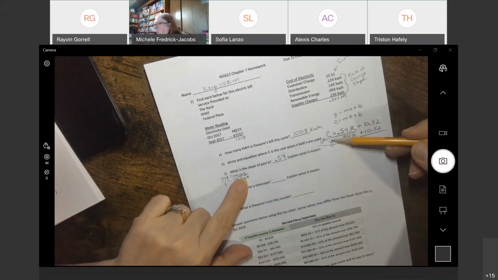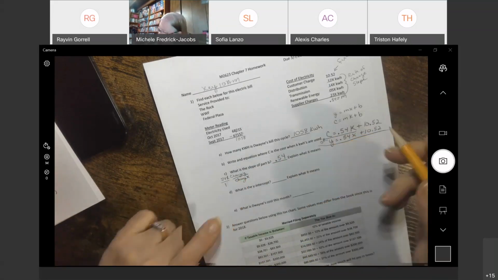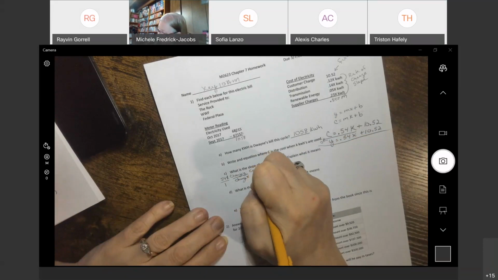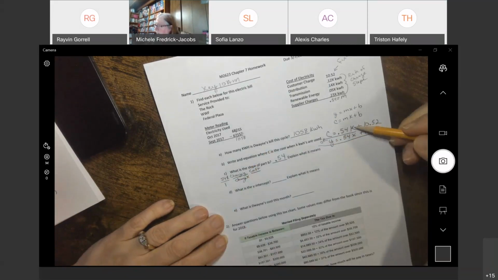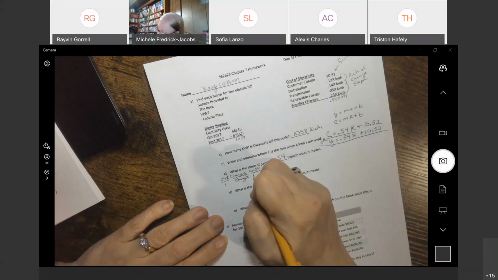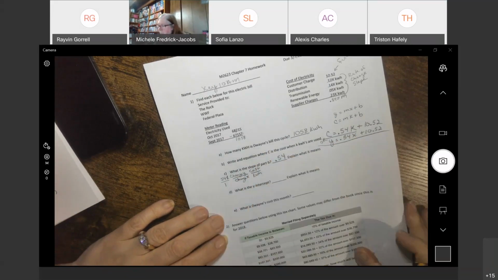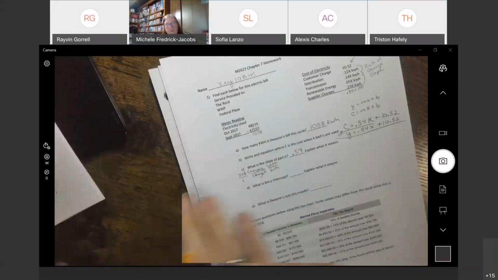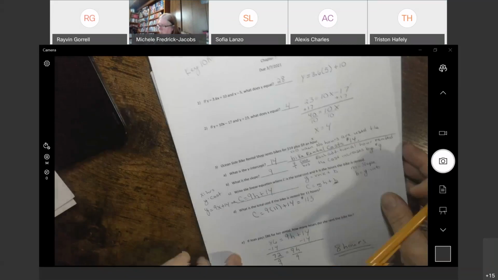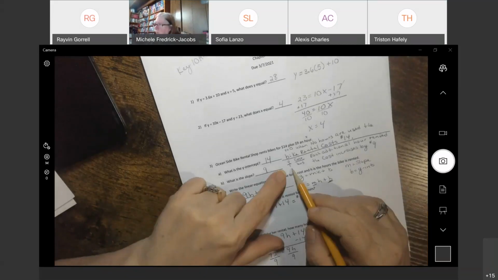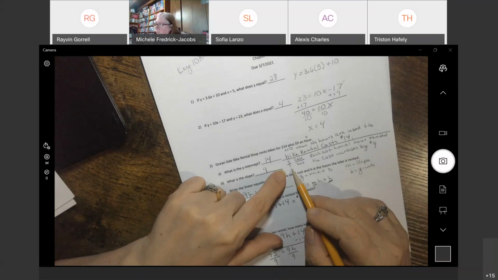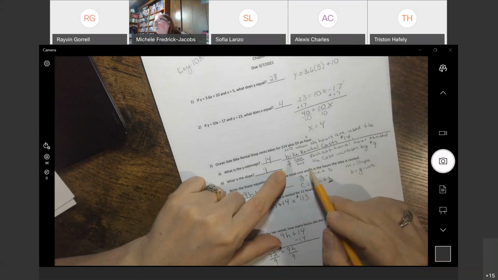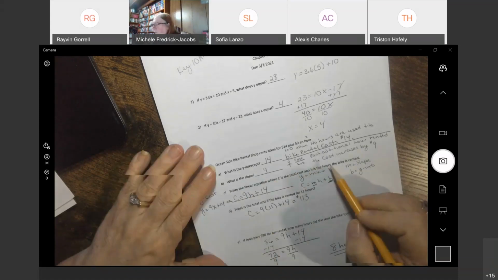Remember, our Y is cost and our X is kilowatt hours. So if we think about it, this one, do we have to write it out that way? Because when I did it, I just put down this means the customer pays 54 cents per kilowatt hour. Yeah, you do just have to explain.